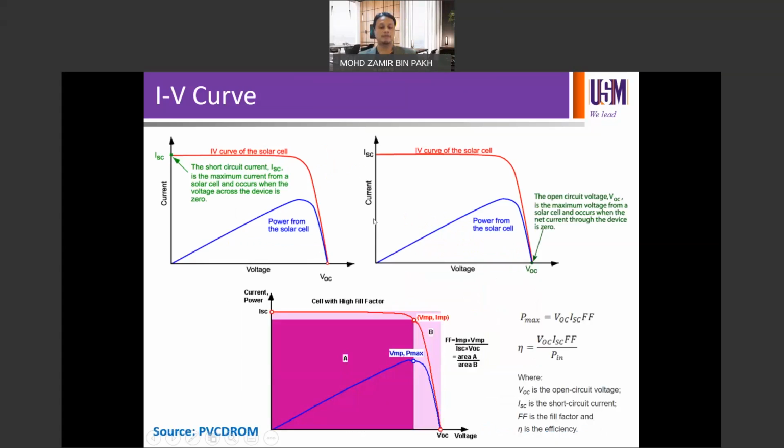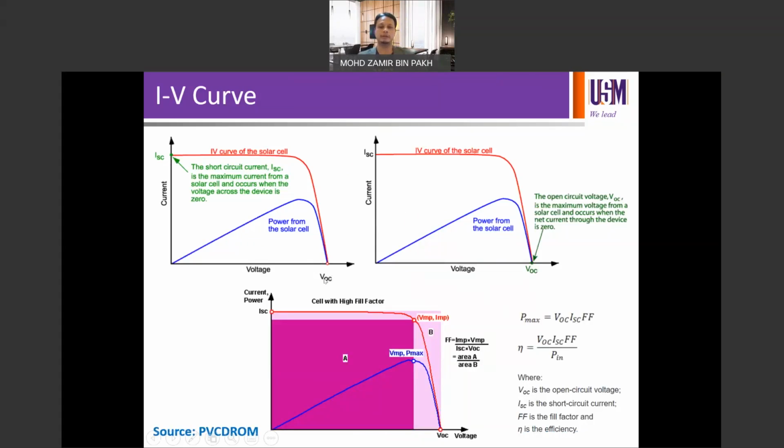From this curve, you can extract a couple of important parameters in order to calculate the conversion efficiency of the solar cell. If you look at the first curve on the top left, the intersection between the curve and the y-axis is called the short circuit current, or ISC. On the x-axis, the intersection of the curve with the x-axis is called VOC, or open circuit voltage.